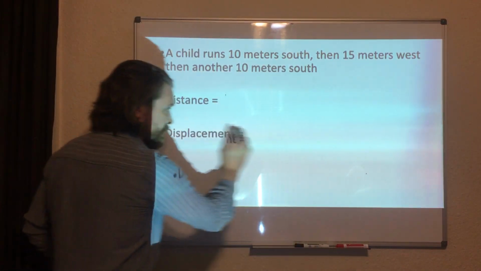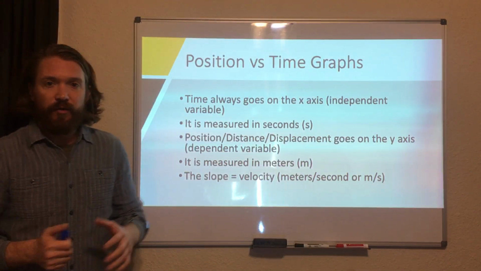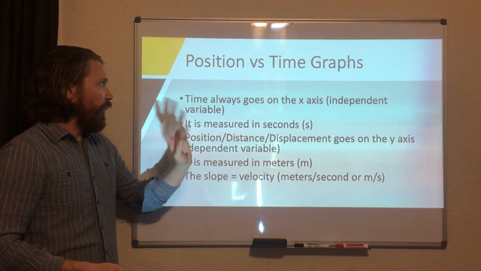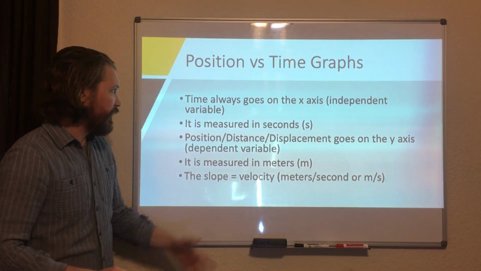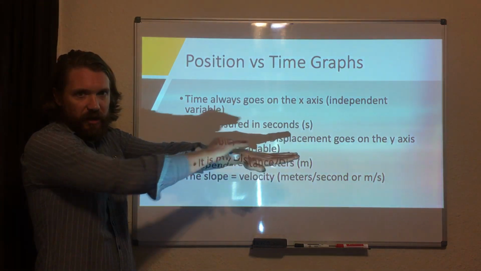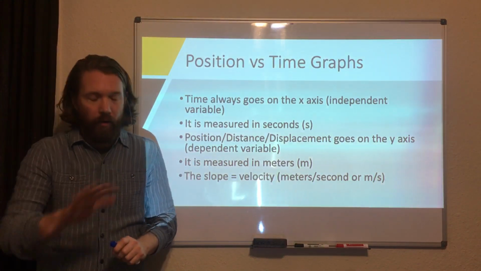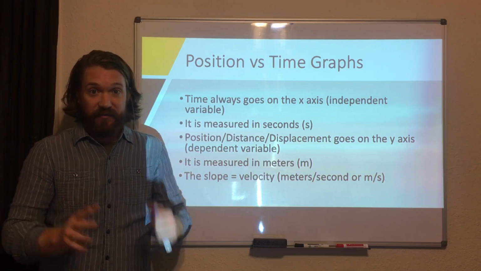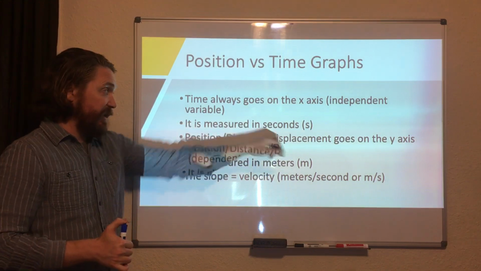The next thing we have to talk about are graphs. So far, the only graphs that we care about are position versus time graphs, or we call them distance versus time graphs, or displacement versus time graphs, right? Time always goes on the x-axis, which is the horizontal, the flat axis. That's because it is always the independent variable. Always. You, me, nobody can control time as of yet. It's always moving forward. It's independent. We measure time in seconds.